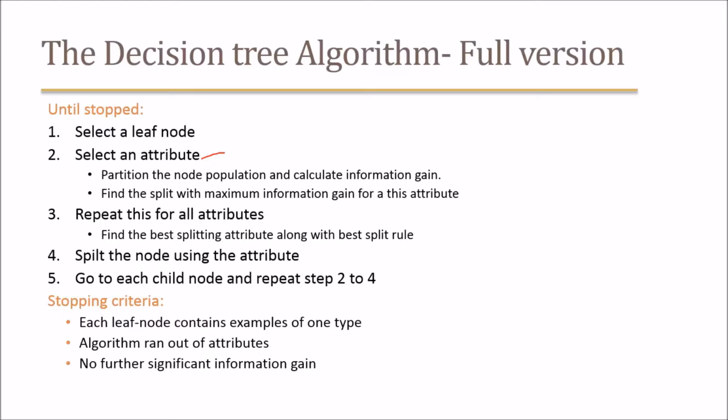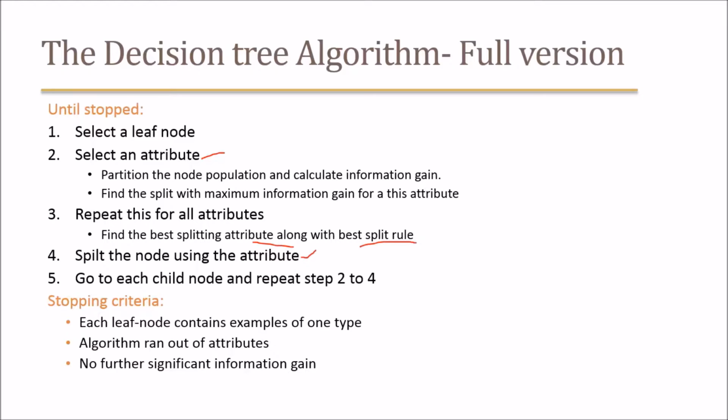Then we will have the information gain for that particular variable along with the best split criteria, and then we do the same information gain calculation for all the variables. So at the end of it we'll have the best splitting attribute along with the best split rule. Once we have the rule and the attribute, let us suppose income, and we also know whether we need to divide it into very low versus remaining, we know the split criteria also. Once we have the attribute and split criteria, we split the node using them.